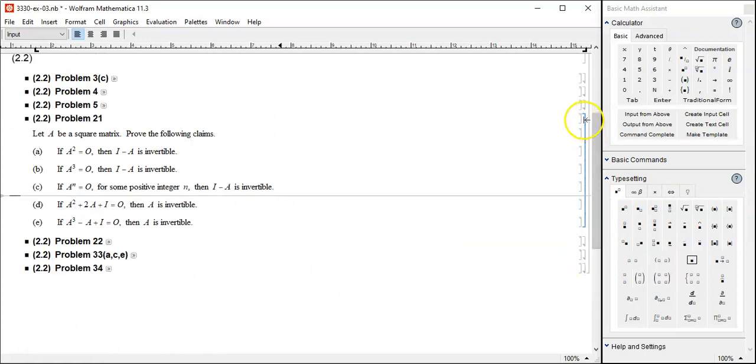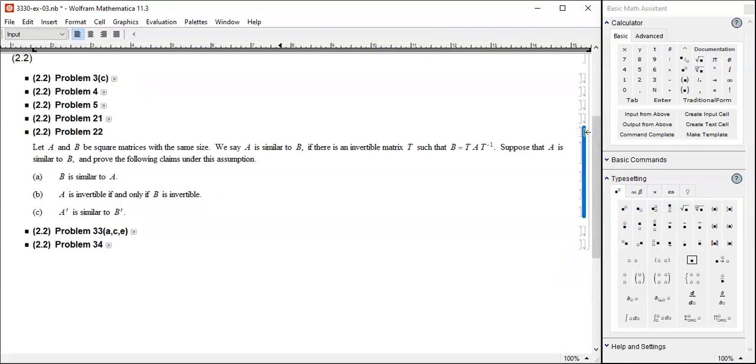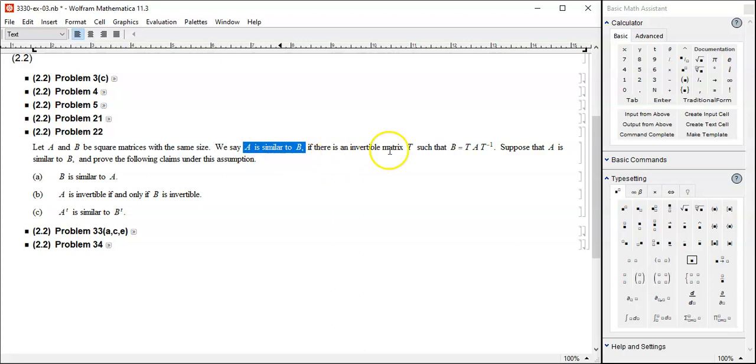Okay, all right. How about this one? Let A and B be square matrices with the same size. We say A is similar to B if there's an invertible matrix T so that B is equal to T A T inverse. And T only has to exist. So if you have different T here, it's okay.